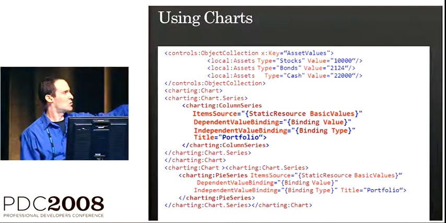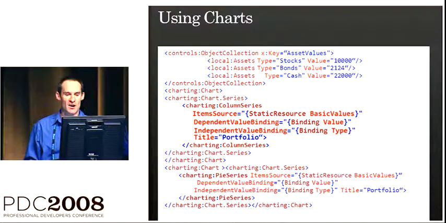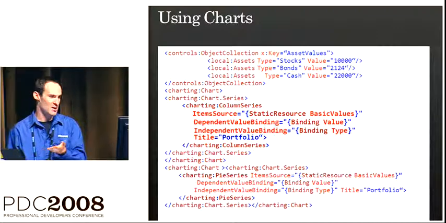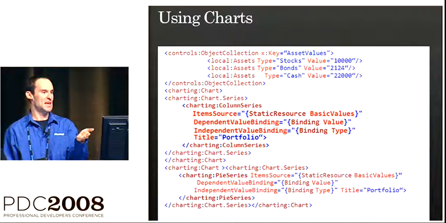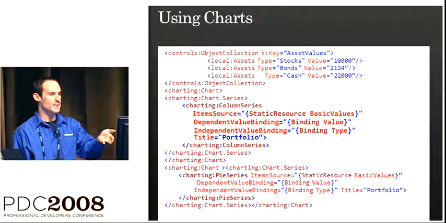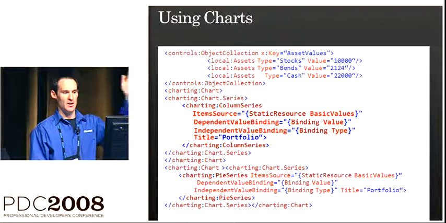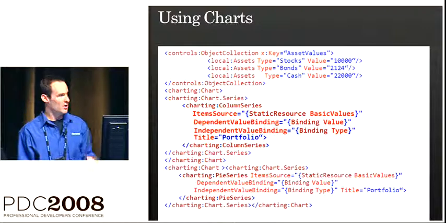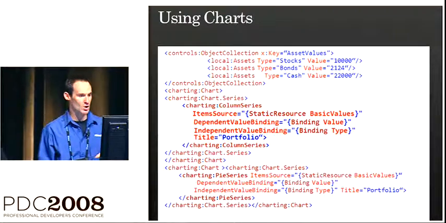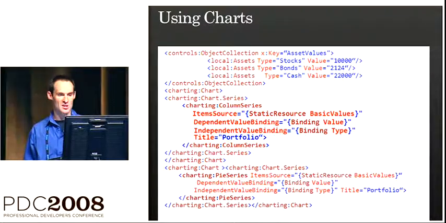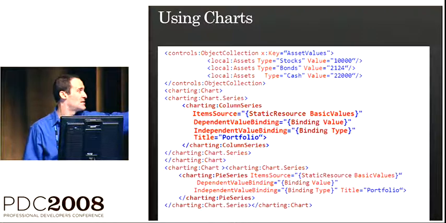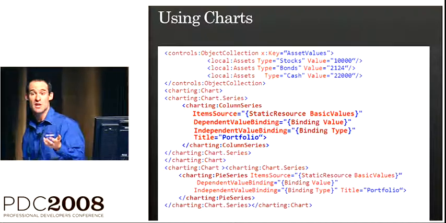And of course, you can do this in code as well. The independent value binding is the x-axis. So type in this case would be stocks, bonds, or cash. And then the dependent value binding is the value. So that's all there is to it. Call it portfolio, title, and then we're done. Down here at the bottom, I have another one of these, which is the exact same data but in a pie chart. Notice the only difference is that at the bottom it says pie series instead of column series. That's it. So that's all it takes to wire up your chart.